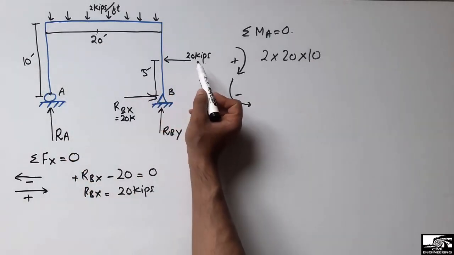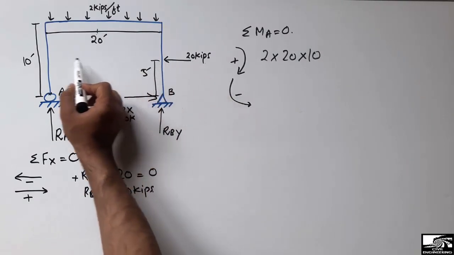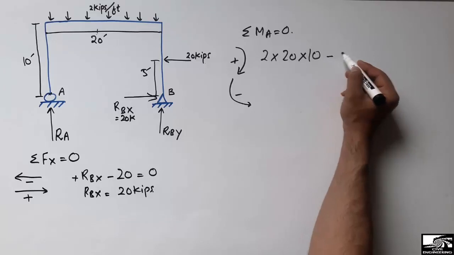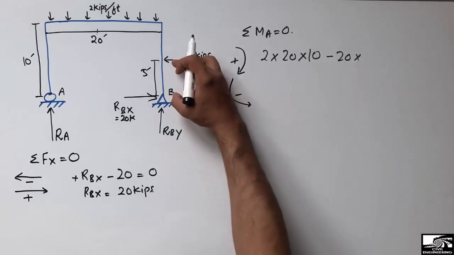Now the other force is 20 kg. Again the 20 kg will be acting in the anti-clockwise direction. You can see here, so it will be minus 20, and the moment arm is 5 foot.